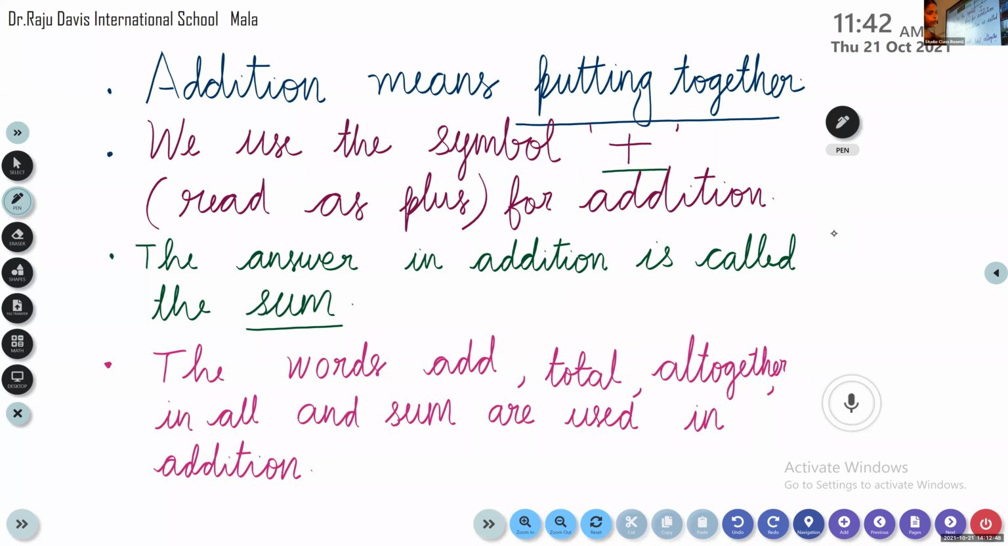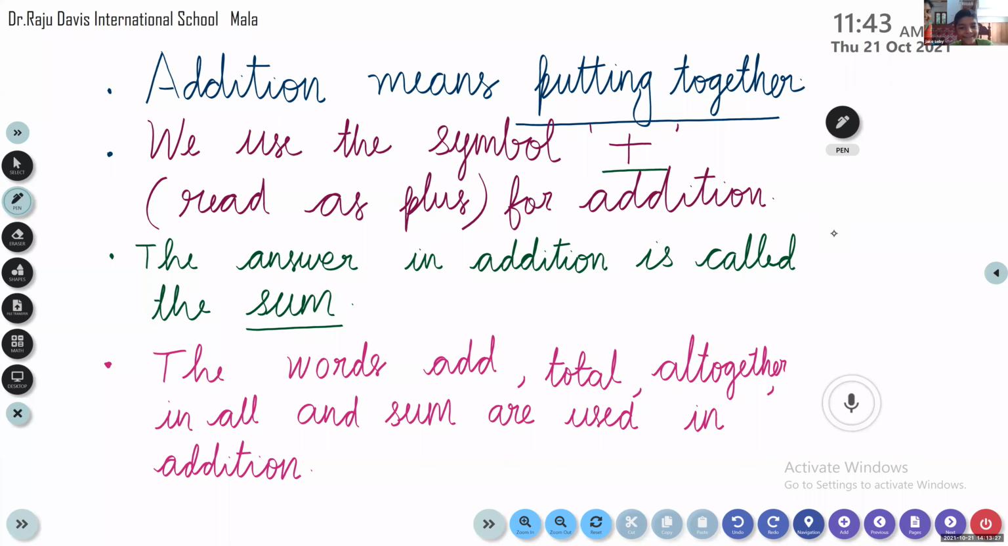The words add, total, all together, in all, and sum are used in addition. Okay, good. Dixabi, please unmute and read.